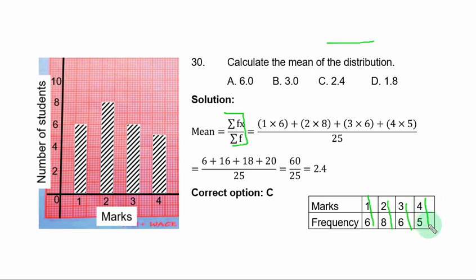25, sum of frequency that we obtain in question 29. So if you multiply together, you have this result. If you add, you have 60 over 25. If you divide, you have 2.4 as the mean. C is the correct option.